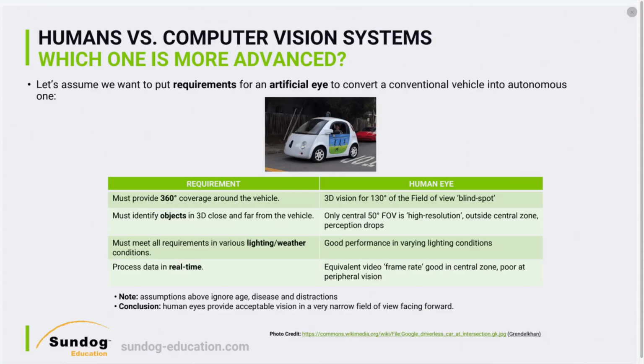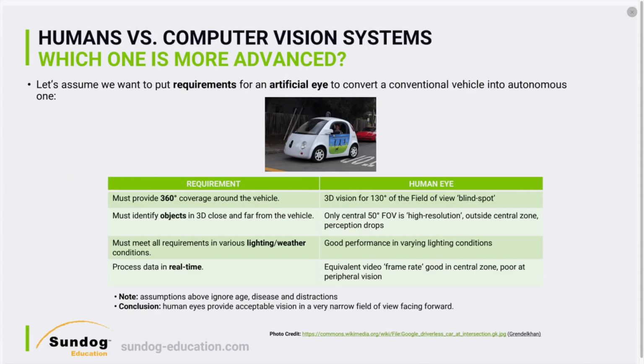In this section we're going to dig a little bit deeper into self-driving cars and try to pose some requirements on an artificial eye that we want to put on a conventional vehicle to turn it into an autonomous vehicle. And let's try to compare that to our human vision system. All right, so let's take a look.